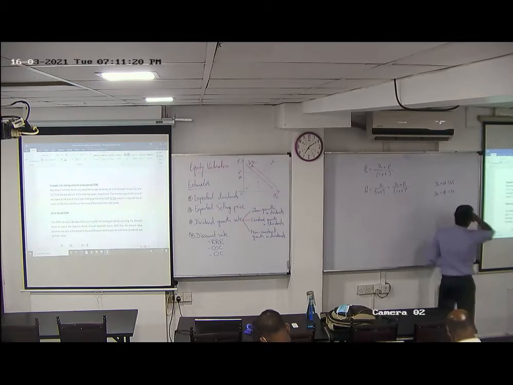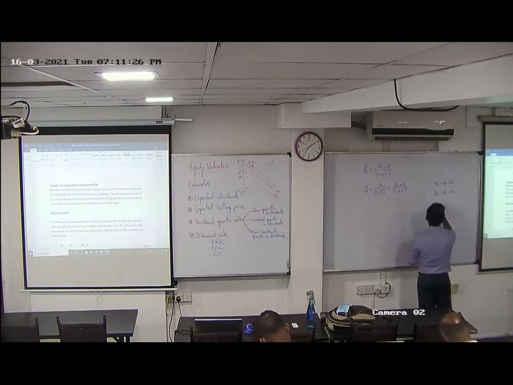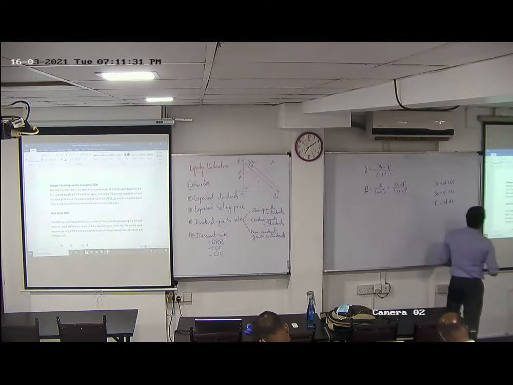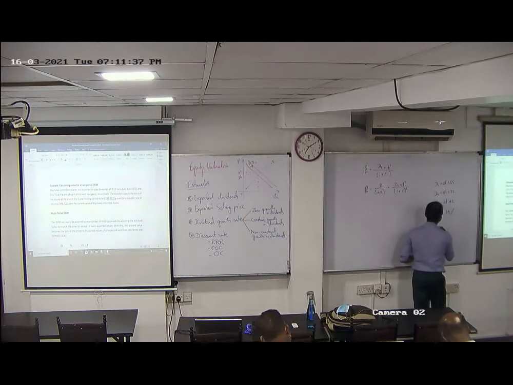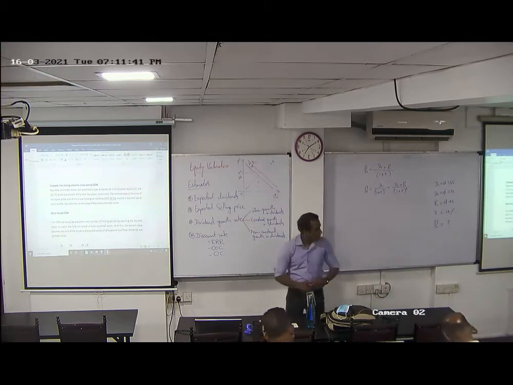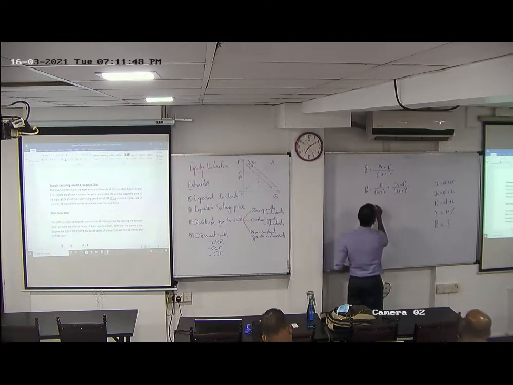1.72. And the investors expect the price of the share at the end of the 2-year holding period to be 42. 42 means P2. And the investor's required rate of return is 14%, that is R. So D1 is given, D2 is given, P2 is given, R is given. So you can easily calculate the share price.